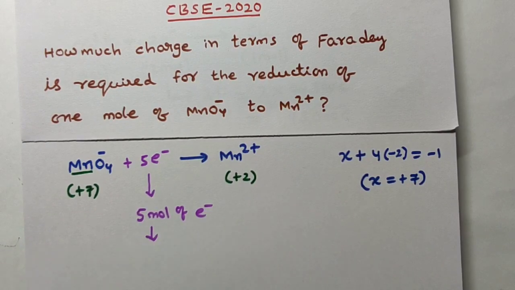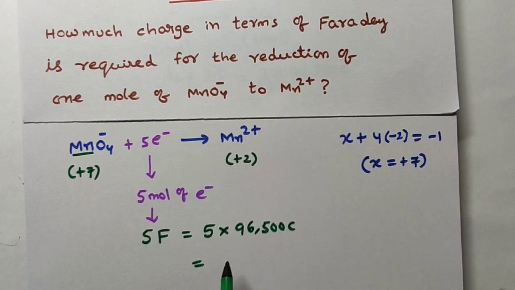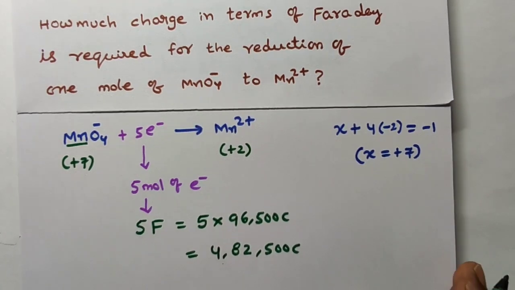So nothing but 5 Faraday. If they ask in terms of coulombs, 5 into 96,500 coulombs we have to do. If you multiply, we will get 4,82,500 coulombs. Understood?